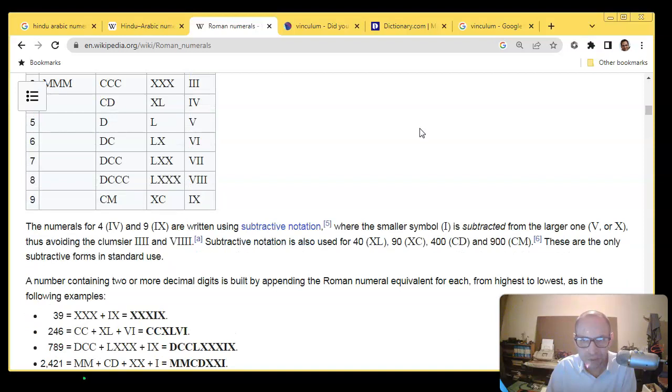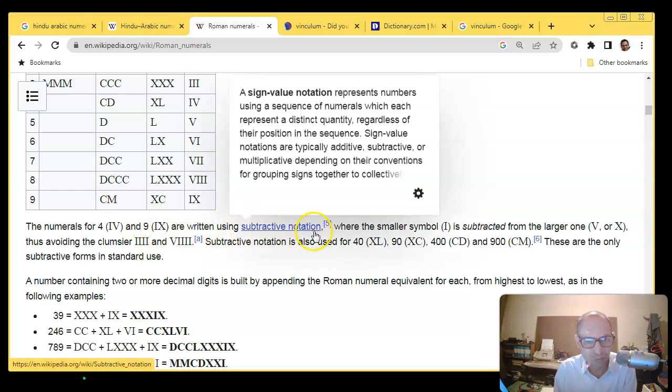This system is essentially an additive system and also a subtractive system, meaning, as you can see, you're adding things and you're subtracting things in order to make these numbers. So for the numerals, for example, for a 4, you have to subtract. For a 9, you have to subtract. A 4 is a 5 minus 1. A 9 is a 10 minus 1.